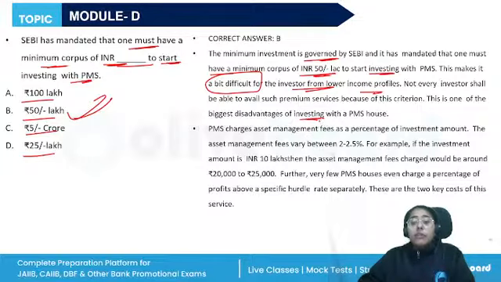Then if we talk about the fees, these can be very high. The asset management fees vary between 2 to 2.5%. For example, if the investment amount is 10 lakh, then the asset management charge would be around 20,000 to 25,000. So these are the two key costs. So the correct answer is option B.